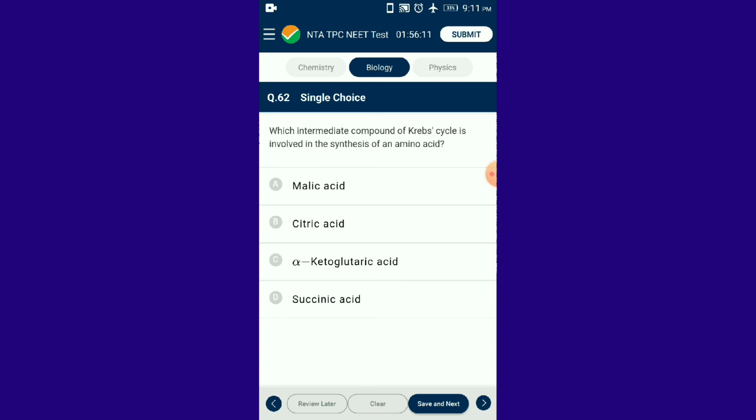Question number 62. Which intermediate compound of Krebs cycle is involved in the synthesis of an amino acid? Alpha ketoglutaric acid. The Krebs cycle acts as a catabolic process for the breakdown of glucose, proteins and fats. It also acts as an anabolic process for various intermediate products. Acetyl CoA is a precursor for biosynthesis of carotenoids, terpenes, gibberellins, etc. Succinyl CoA is the precursor for biosynthesis of chlorophyll and cytochrome. Oxaloacetic acid is a precursor for biosynthesis of alkaloids and pyrimidines. Alpha ketoglutaric acid is a precursor for amino acids. Being both a catabolic and an anabolic process, it is called an amphibolic process. So the answer for this question is option C, alpha ketoglutaric acid.